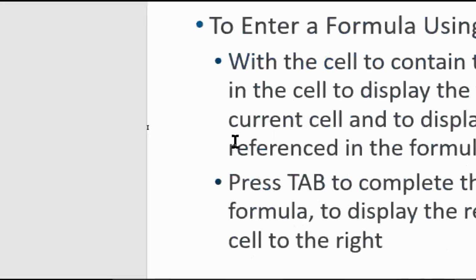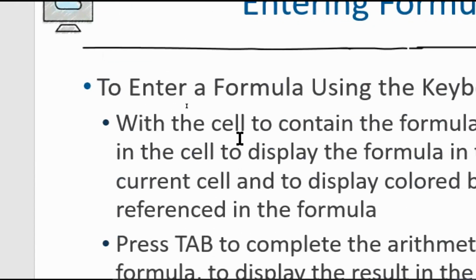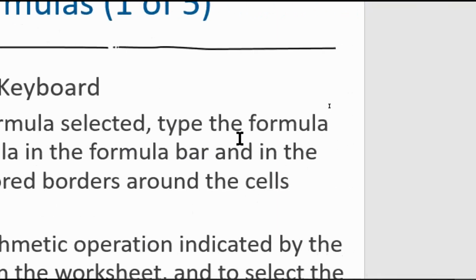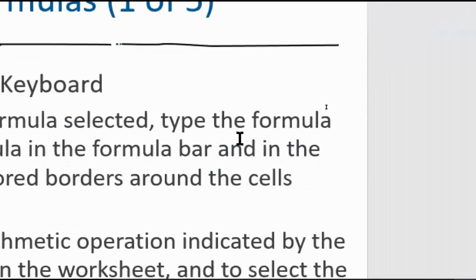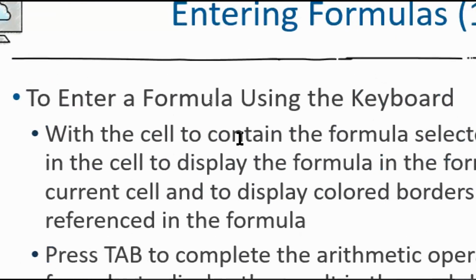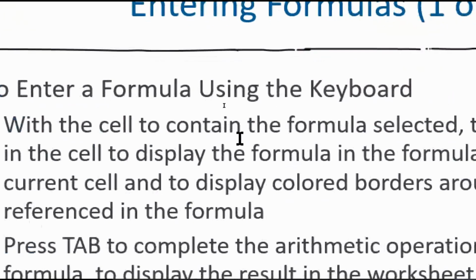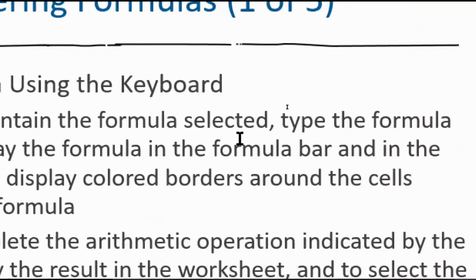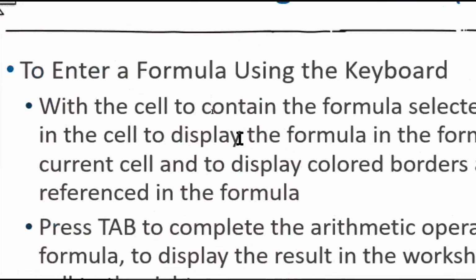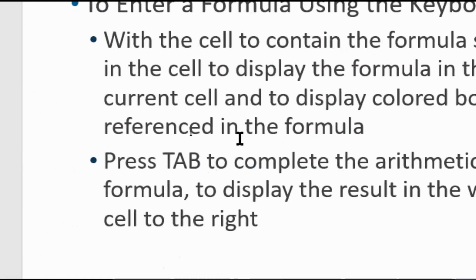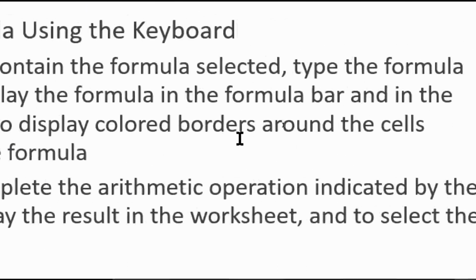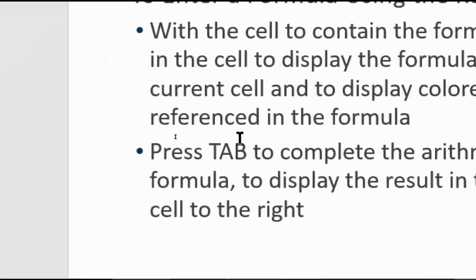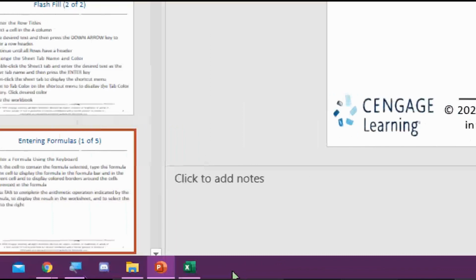Entering a formula using the keyboard. We're going to do that very quickly, because it has a particular way it wants you to do this. With the cell to contain the formula selected, type the formula in the cell to display the formula in the formula bar and in the current cell. That's a terrible way of wording it. They turned it into a tongue twister. And to display the colored borders around the cells referenced in the formula. Press Tab to complete the arithmetic operation indicated by the formula, and it will display the results.